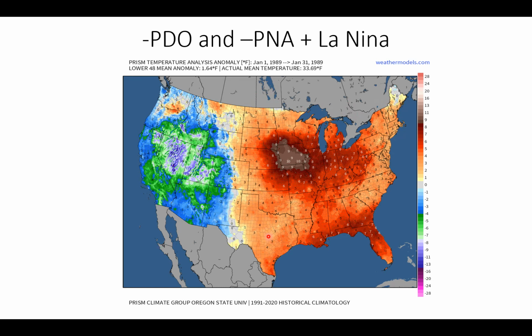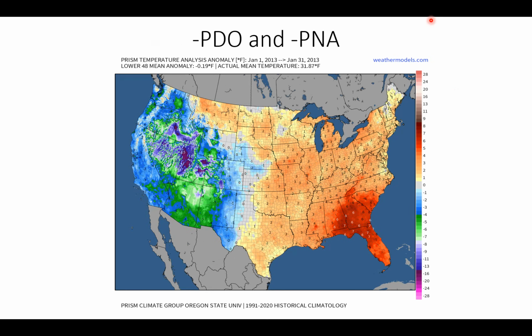It's crazy, isn't it? We look at a negative PDO plus a negative PNA. So again, we got the colder than normal water temperatures off the west coast of the United States. We have troughing with a negative PNA over the western U.S. This makes a lot of sense. Much below normal temperatures for January of 2013 across Utah, Nevada, southern Idaho, as well as into parts of eastern Utah and western Colorado. Look at this.